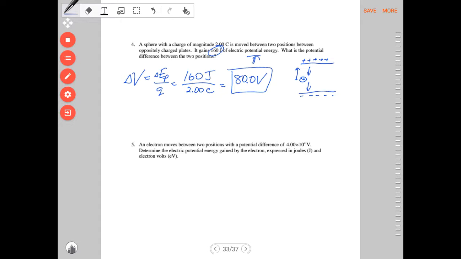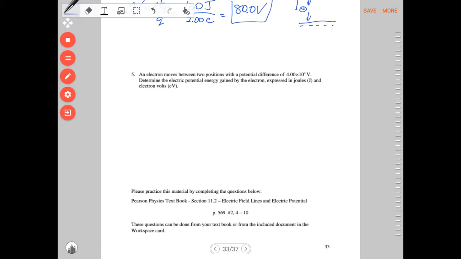Okay, number 5, an electron moves between two positions with an electric potential difference of 4.00 times 10 to the 4 volts. Determine the electric potential energy gained by the electron, expressed in joules and in these electron volt things. Sounds easy enough. So potential energy. Remember the formula is delta V equals E P over Q. So of course, the Q multiplies up. So delta E P is equal to delta V times Q.